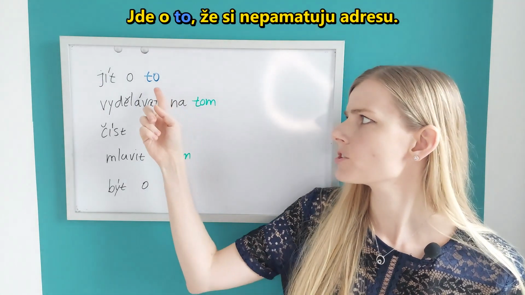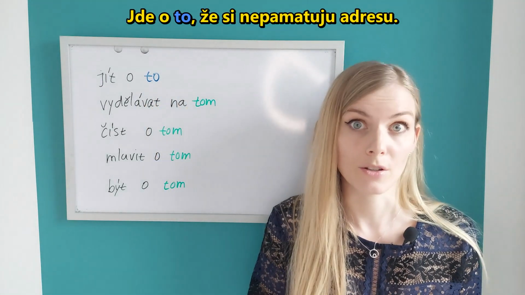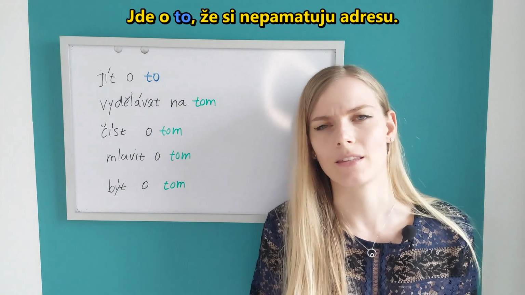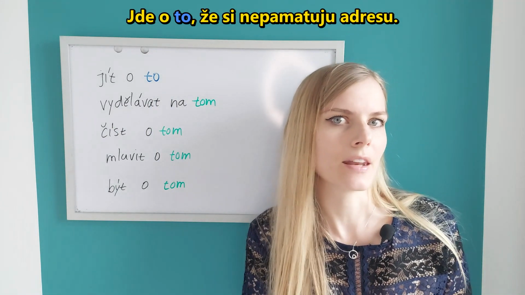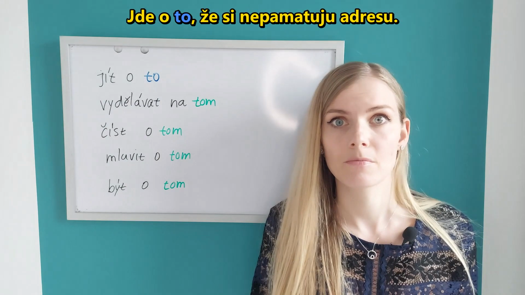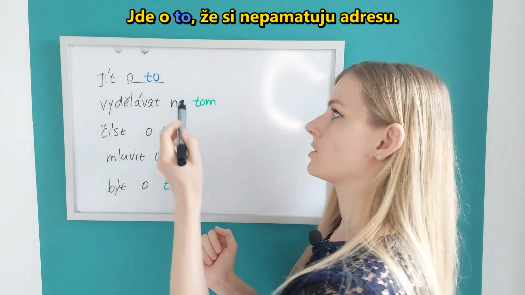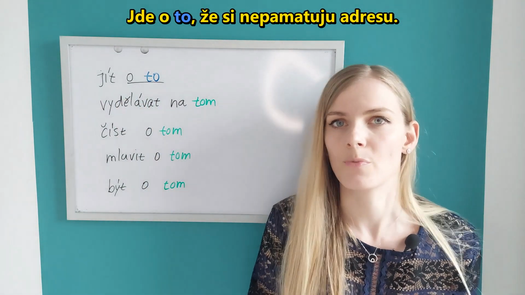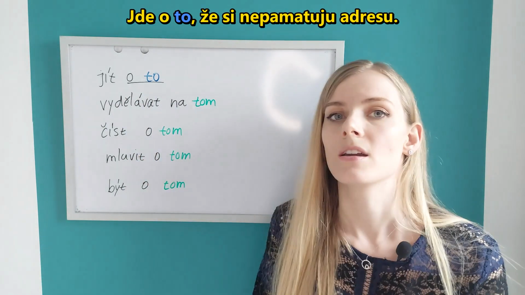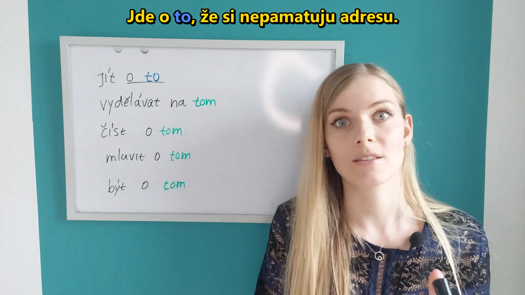Jde o to, že si nepamatuju adresu. We could translate it like this. The thing is that I don't remember the address. Jde o to, že si nepamatuju adresu. We cannot leave it out. Jde, že doesn't make sense.